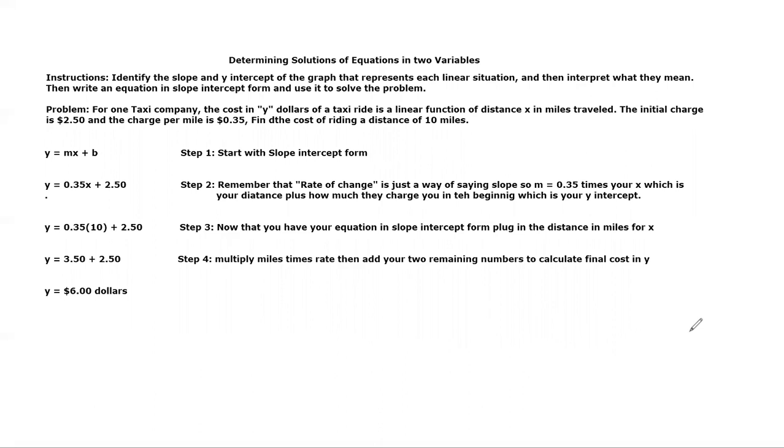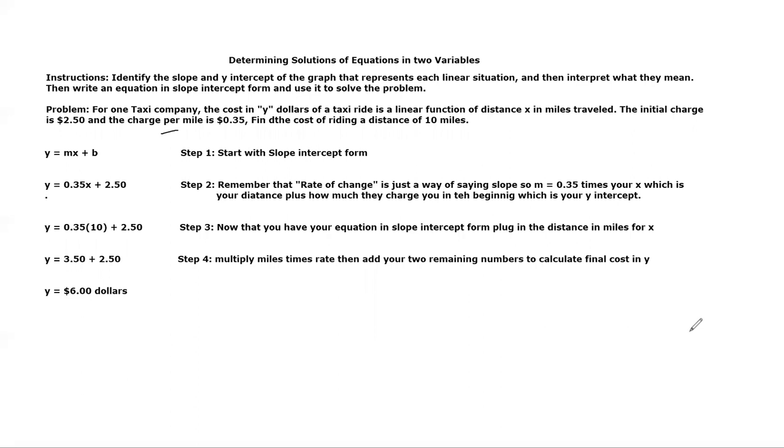The problem says, for one taxi company, the cost in Y dollars of a taxi ride is a linear function of distance X traveled in miles. That's a really fancy way of saying when you get into a taxi, they charge you by miles. The more miles you drive, the more they're going to charge you, right? The initial charge is $2.50, and the charge per mile, there's that key term again, per, is 35 cents. Find the cost of riding a distance of 10 miles.